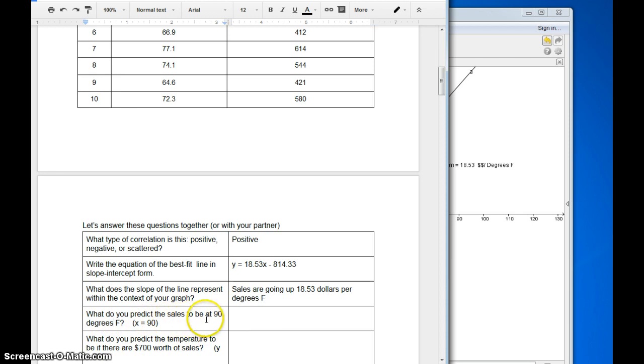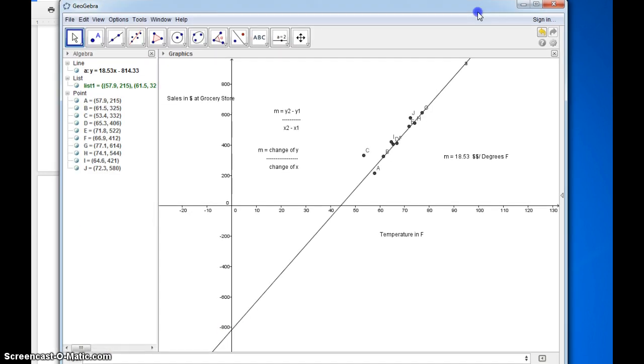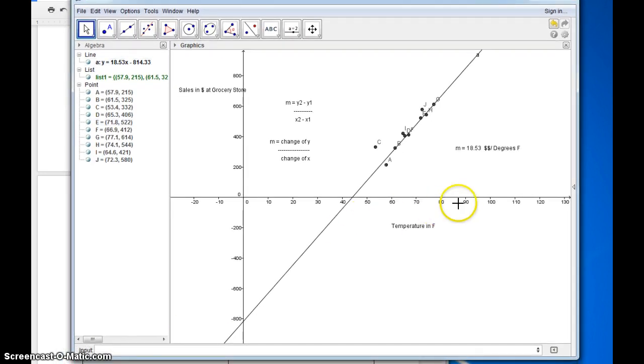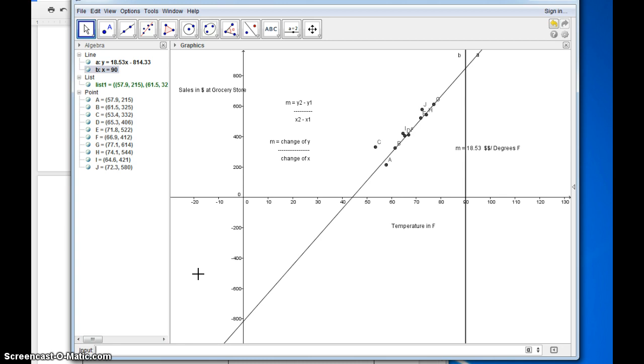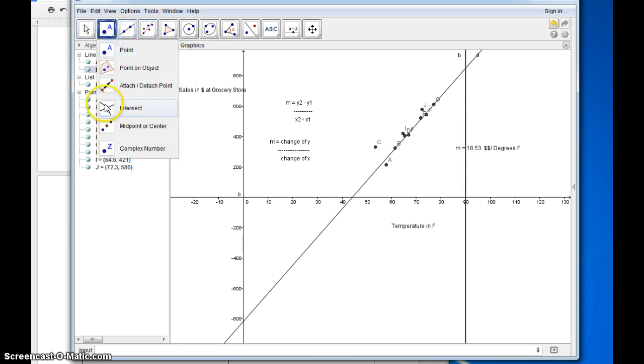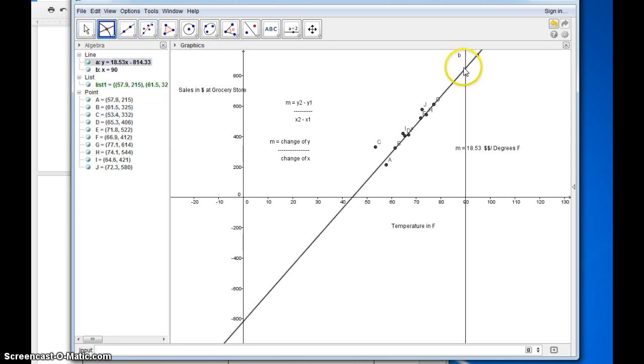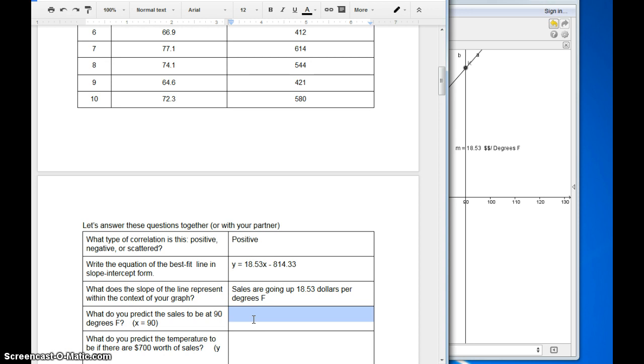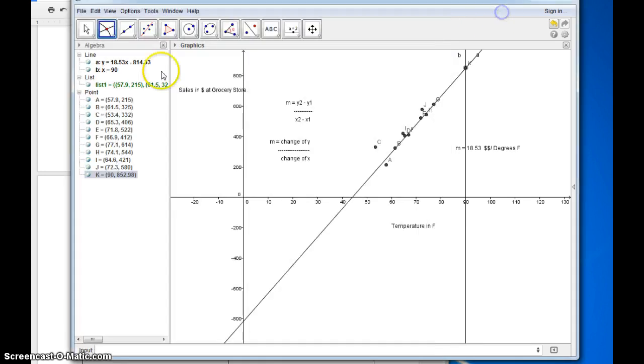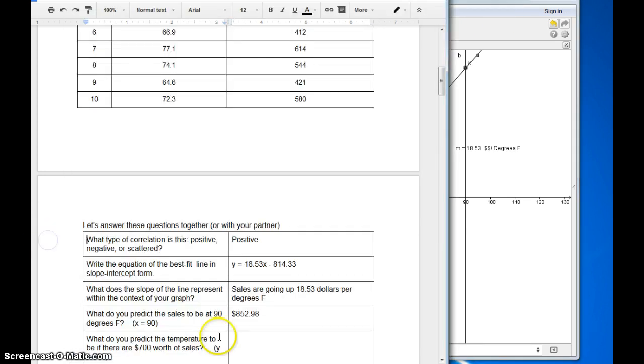Now the next question. What do you predict the sales to be at 90 degrees Fahrenheit? So to do that, you're finding when this is 90 degrees, where does it intersect? We'll go to our input line and write x equals 90. Now there's actually an intersect tool. We're going to intersect here and read it. When x is 90, the sales are $852.98.